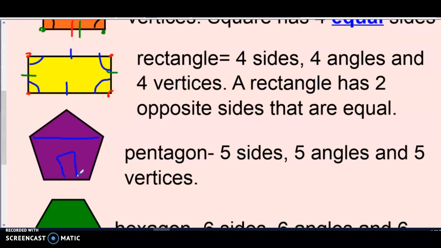So let's look at the number of sides that a pentagon has. There's 1, 2, 3, 4, 5. So pentagon has 5 sides. It also has 5 angles. 1, 2, 3, 4, 5. And it also has 5 vertices. In order to make a shape called a pentagon, it has to have 5 sides, 5 angles, and 5 vertices.